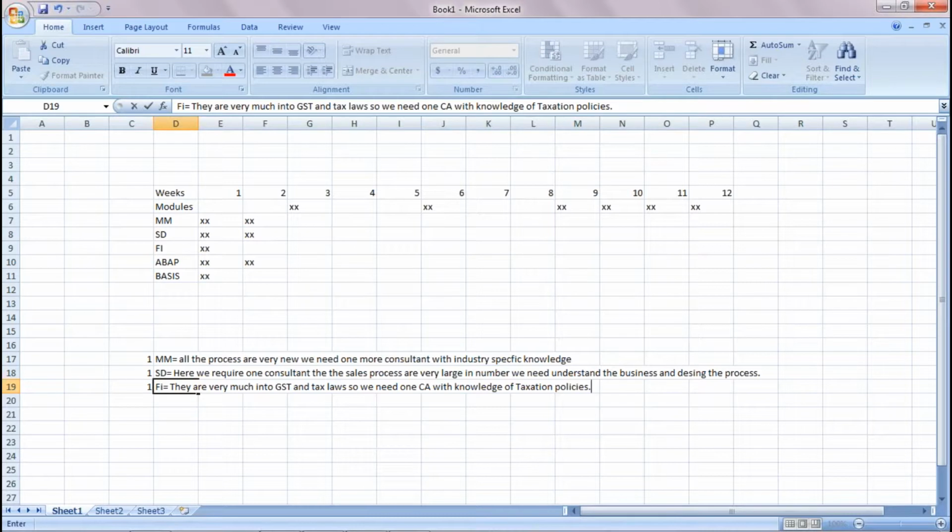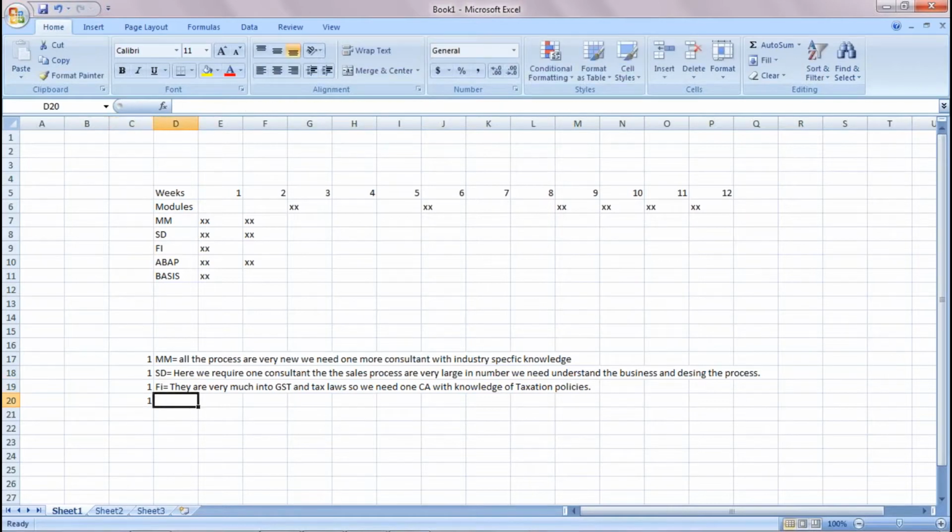So here we need to appoint one chartered accountant, because we know chartered accountants are just playing with taxes for their whole lifetime. They are the real experts to discuss and design the process regarding taxes, the benefit of taxes, tax loss, everything. Okay? Consultant and design. Now comes to ABAP.